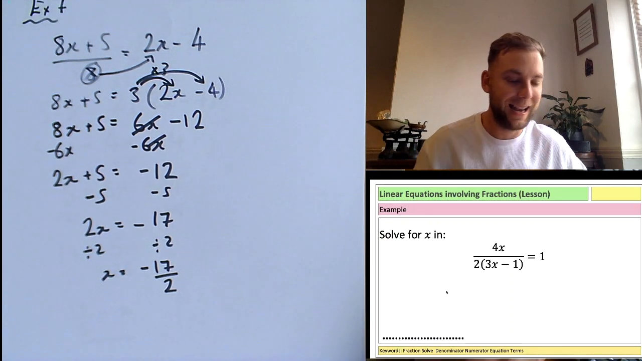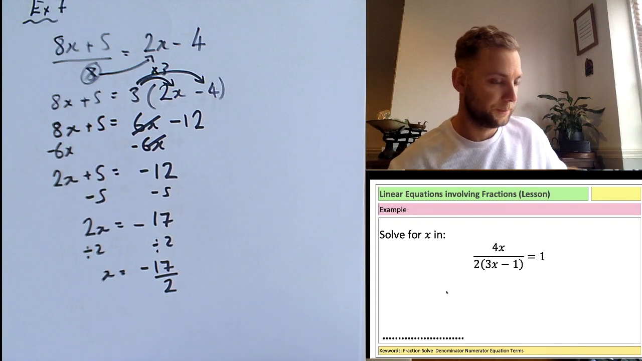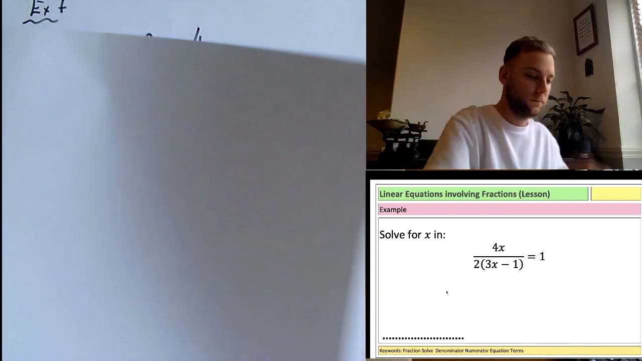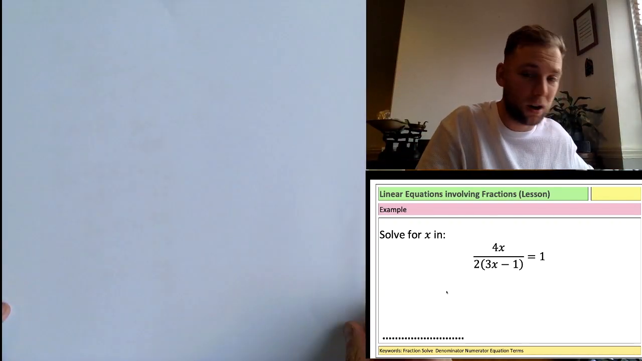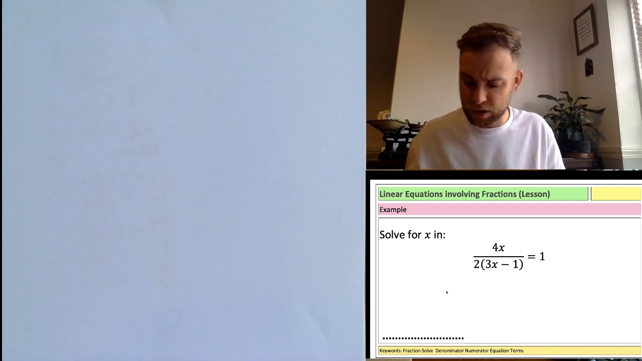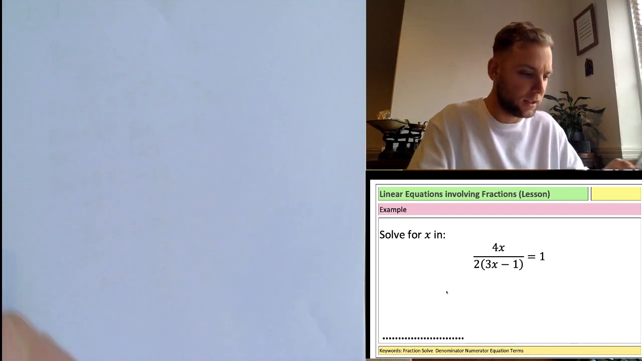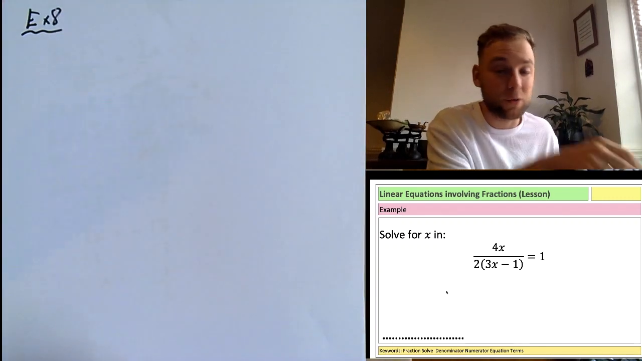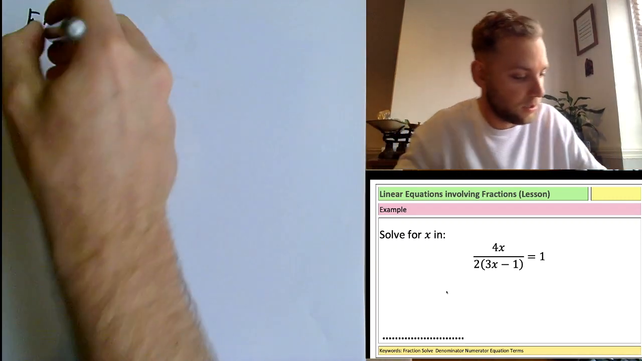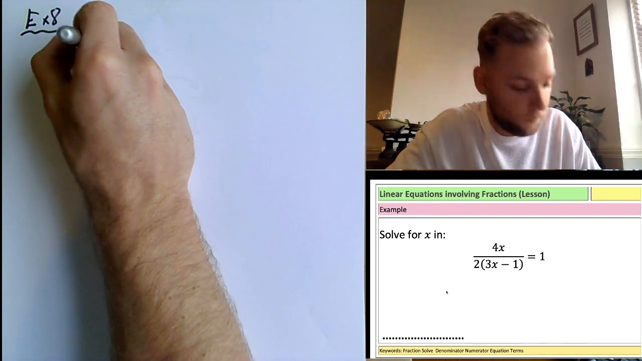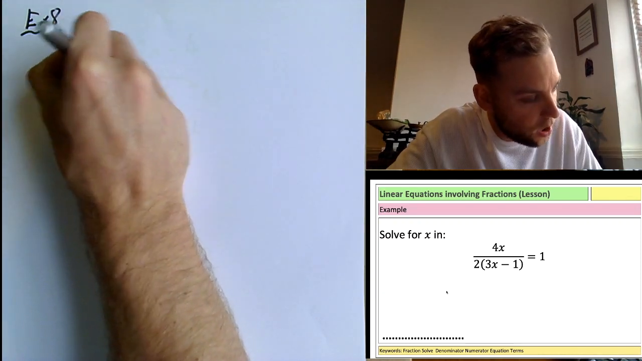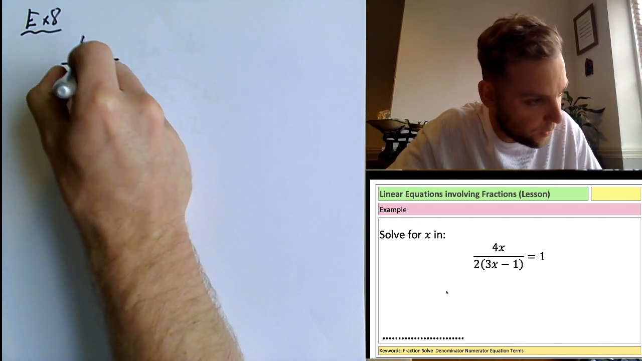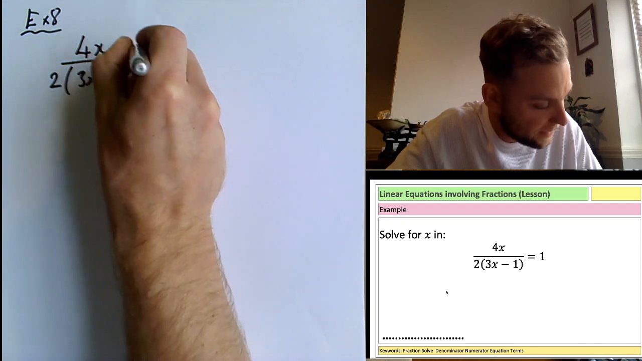Okay, we're just going to make it a little bit harder. So this one, to be honest, isn't that much harder than the one we've just done. It's just that the bottom looks a bit trickier. So here, example A, it might even be worth having a go at this one yourself before we start. So 4x over 2 times 3x minus 1 is equal to 1.